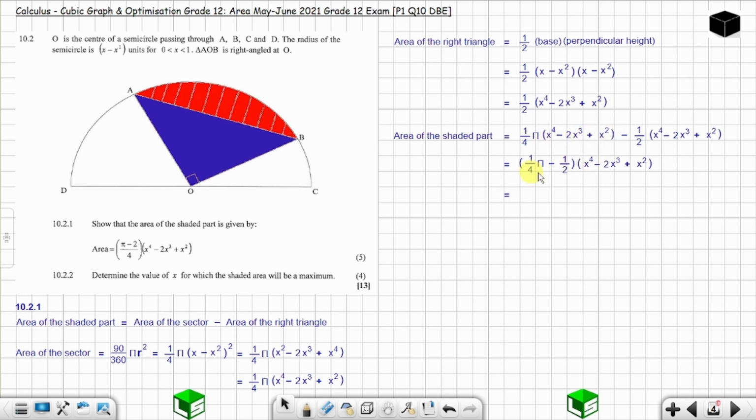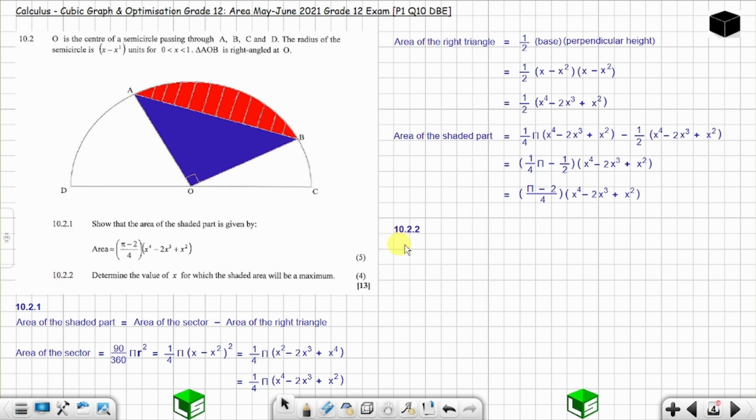You carry on. You need the lowest common denominator, which is 4. How many times does 4 go into 4? One time. So you are going to have 1 times pi, which is pi, minus how many times does 2 go into 4? 2 times. You're going to have 2 times 1, which is 2. So minus 2, close the bracket. You still have this. Okay, now let's do question 10.2.2.